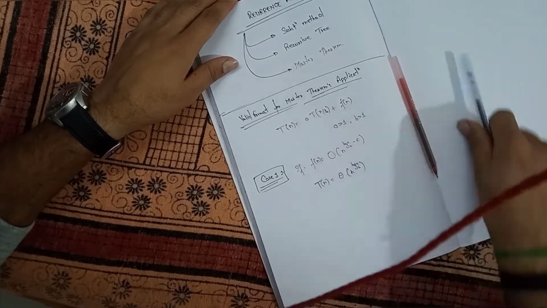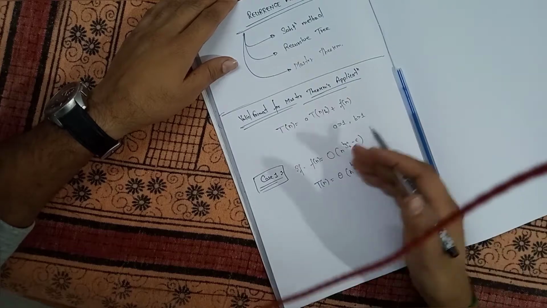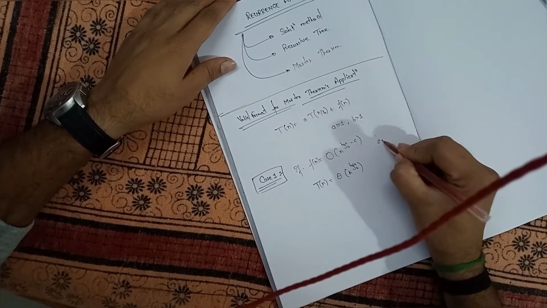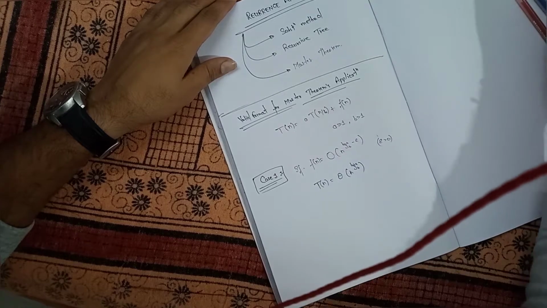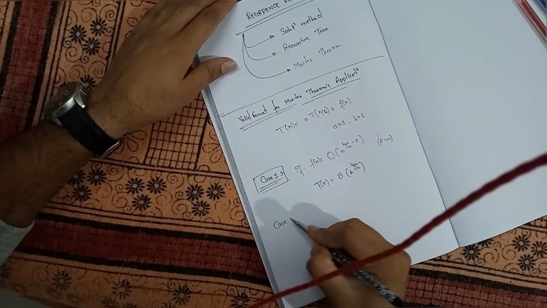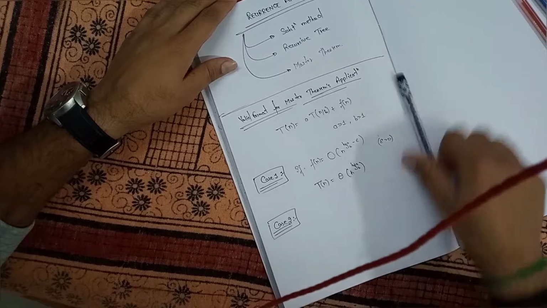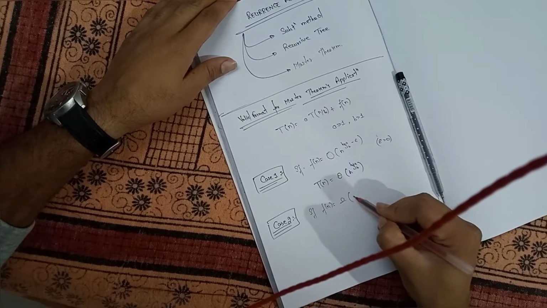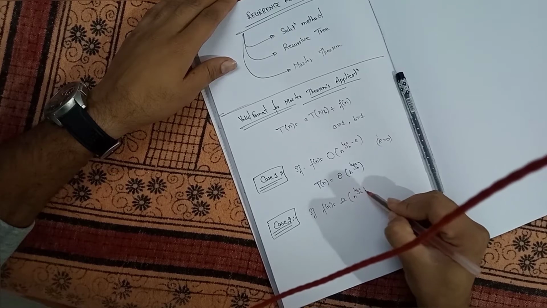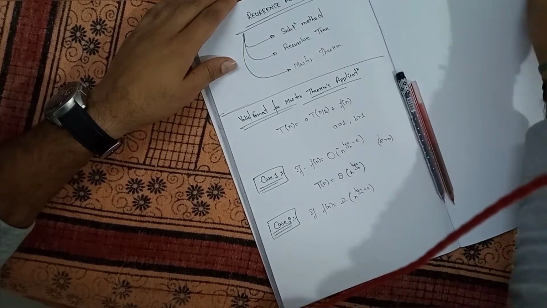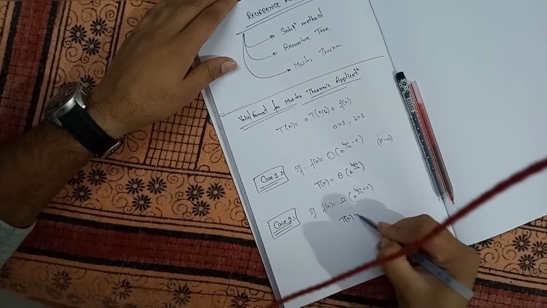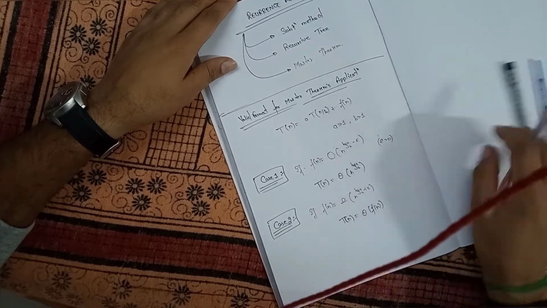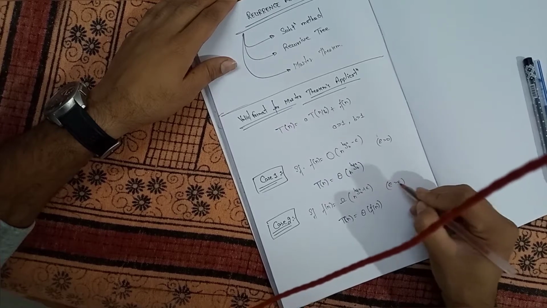I'll be explaining all of this. Just hold on for a second. I'll write all the cases, then I'll go into explanation. Also note that here epsilon is greater than 0. Second case is if f(n) is equal to omega of n power log a base b plus epsilon, then T(n) is equal to theta of f(n). Same situation, epsilon is greater than 0.